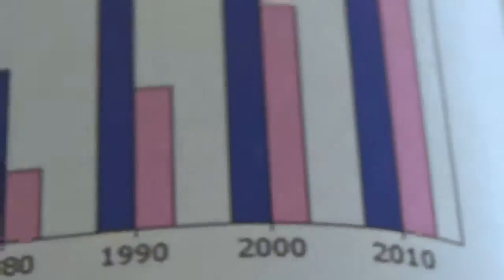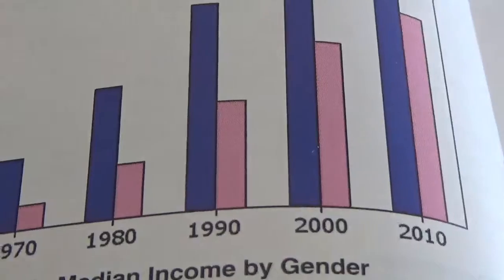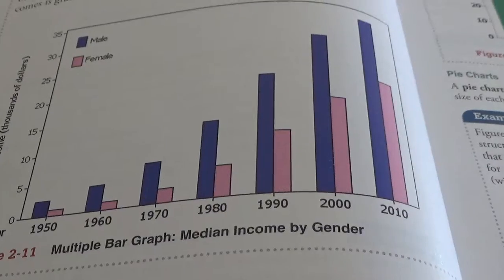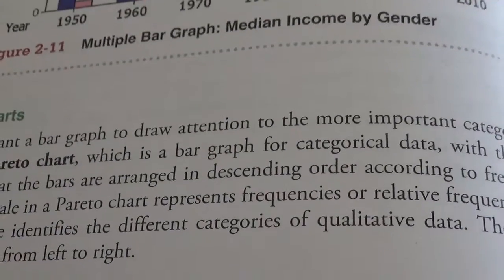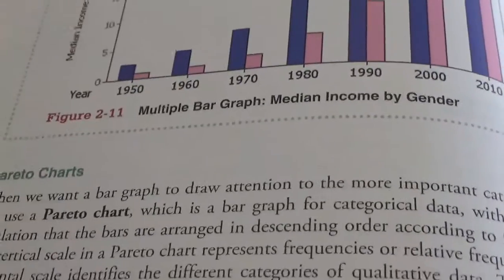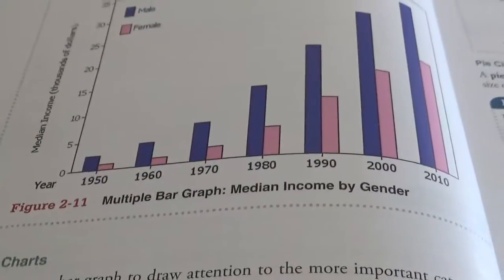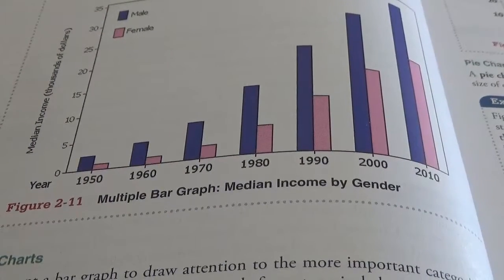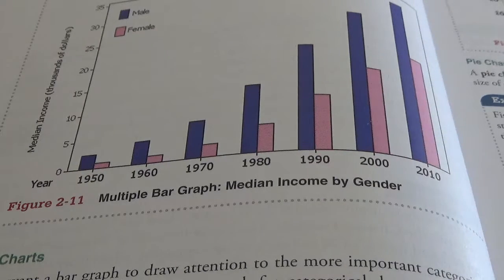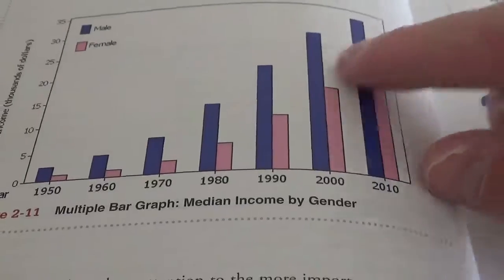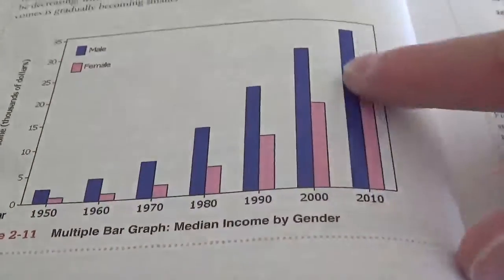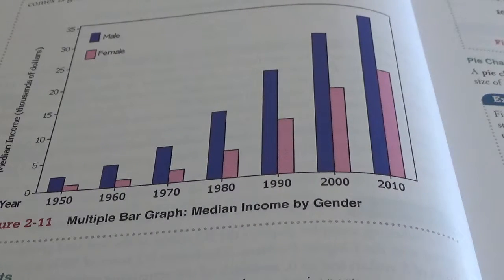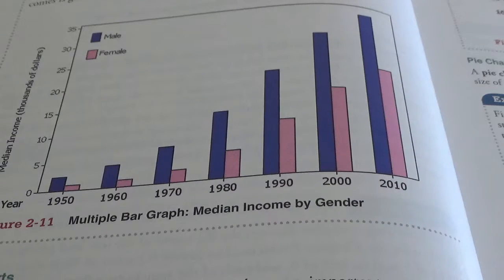Bar graphs. Let me zoom out. Here is a standard bar graph. This is a double bar graph. Anyway, bar graphs use bars with equal widths to show frequency of data. Now you can easily identify here, look how much higher the median income of the males is compared to the females. So this is comparing male-female wages. All right, and you can easily see that through this bar graph.